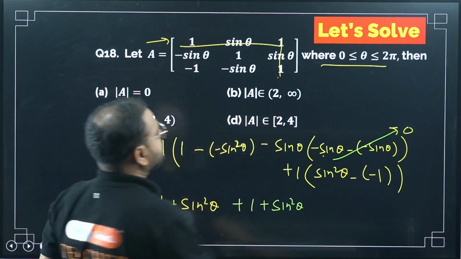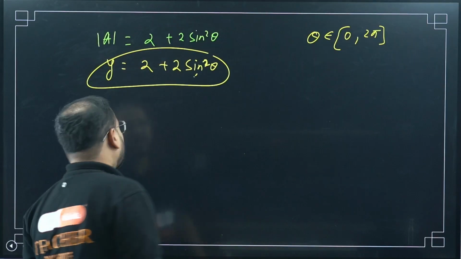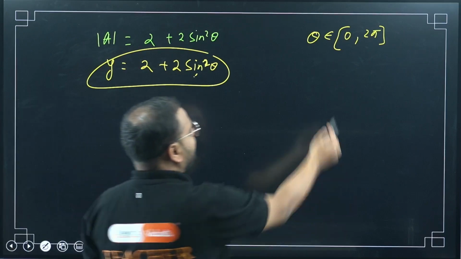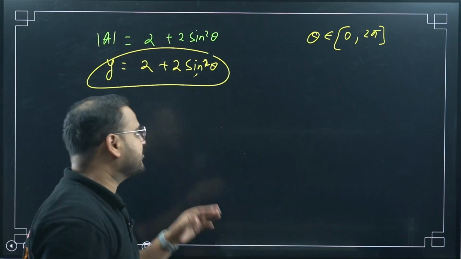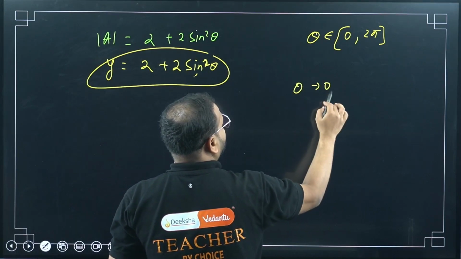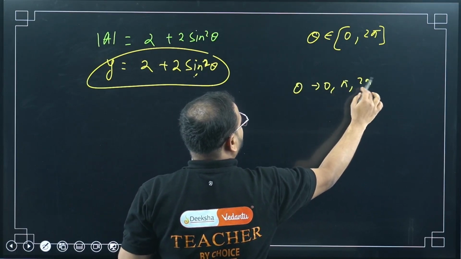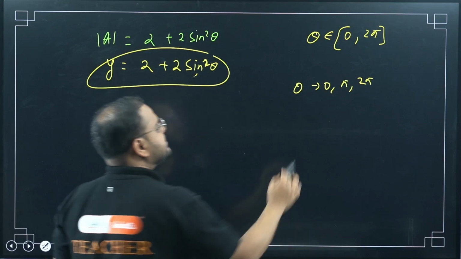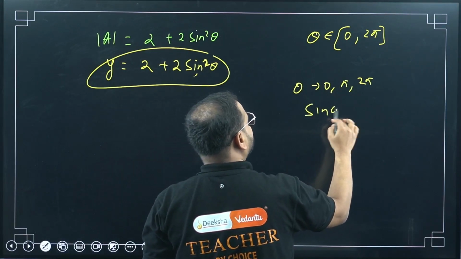0 to 2 pi is given, with closed brackets, meaning sine is 0 at theta equals 0, at pi, at 2 pi, at 3 values. So at theta equal to 0, pi and 2 pi, what will happen? Sin theta will be what?